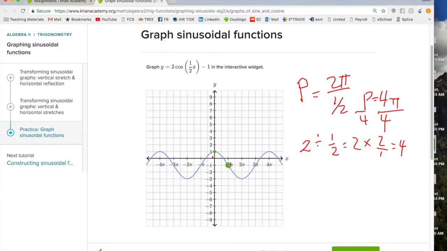Okay, so let's take care of that. There we go. All right, 1 pi apart. Our amplitude is 2 spaces above the center line, and we're good to go.